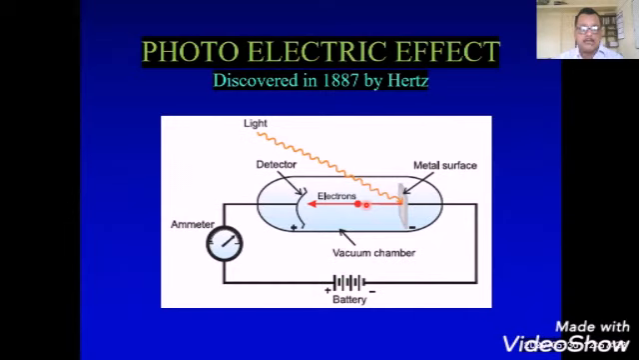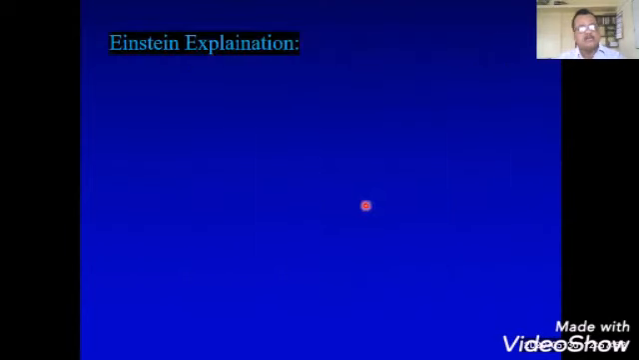Similarly, light having frequency less than the threshold frequency will not be able to eject any photoelectron, and light having frequency higher than the threshold frequency will eject photoelectrons with definite kinetic energy. So these observations could not be explained by the people of that time. So it was left upon Einstein, Albert Einstein.